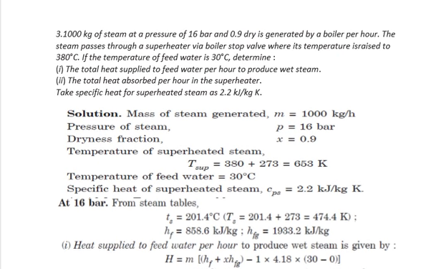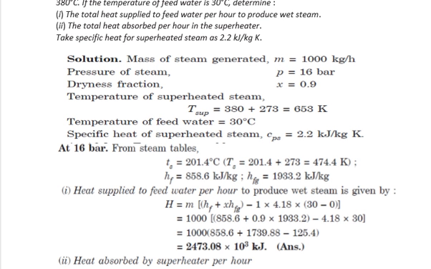Again, this is based on steam formation. In this case, 1000 kg of steam at a pressure of 16 bar and 0.9 dry is generated by a boiler per hour. The steam passes through a superheater via the boiler stop valve, where its temperature is raised to 380 degrees Celsius. If the temperature of feed water is 30 degrees Celsius, determine first, the total heat supplied to feed water per hour to produce wet steam. Second, the total heat absorbed per hour in the superheater. Take specific heat for superheated steam as 2.2 kJ per kg Kelvin.